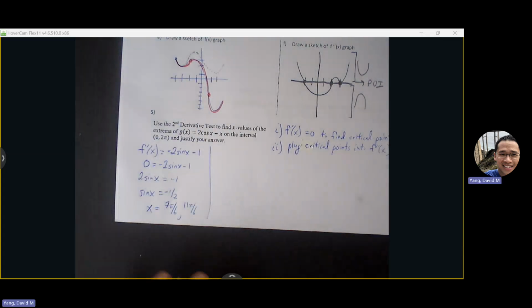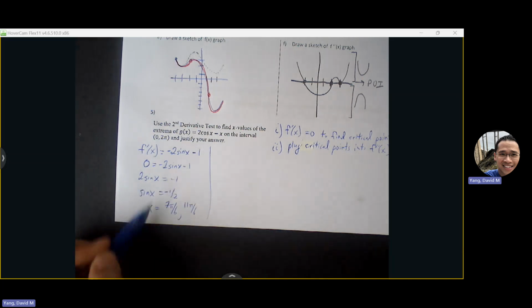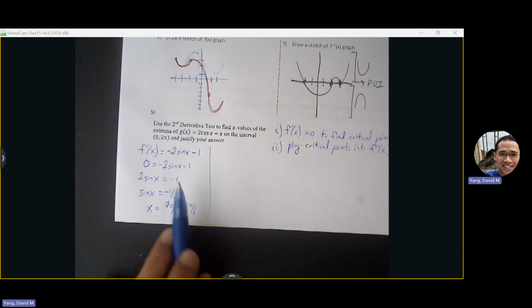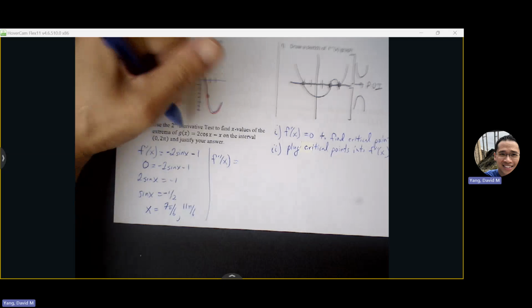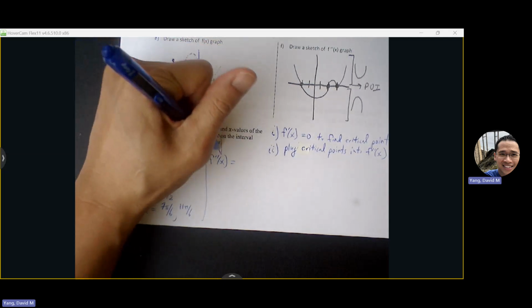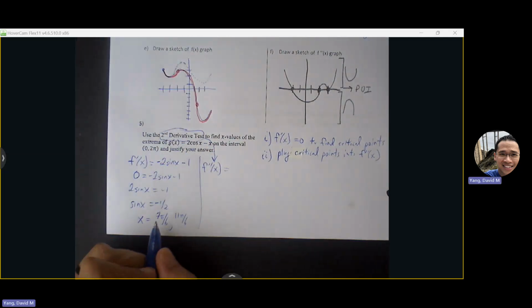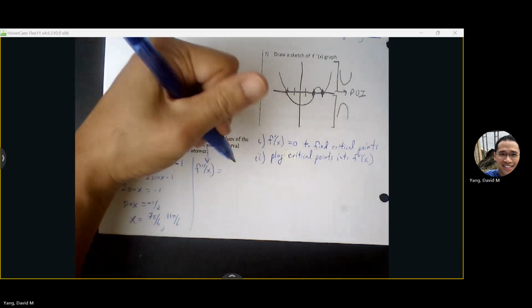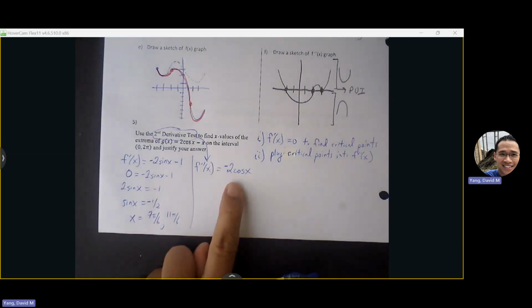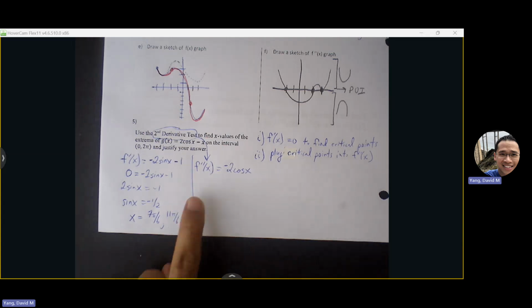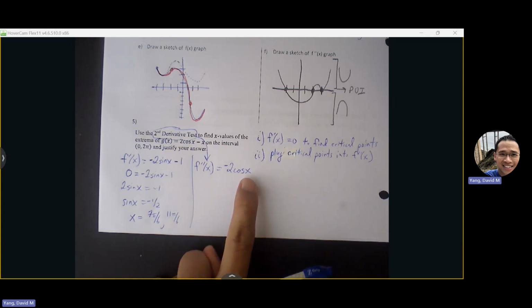Now, normally we would place this on a sign line because we just want to look at the slopes on either side, but we want to do the second derivative test. So we want to insert this into the f double prime function. This is why it's called the second derivative test, because we're using the second derivative to determine if these critical points are relative max or relative min. Sine becomes cosine. -1 goes to 0. So we just insert 7 pi over 6 and 11 pi over 6 directly into x.